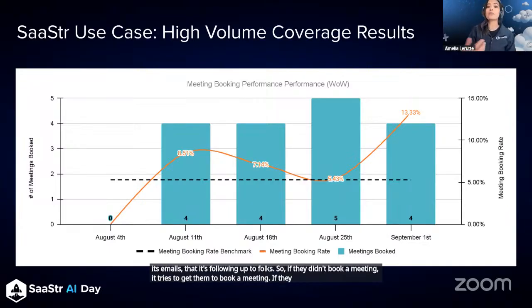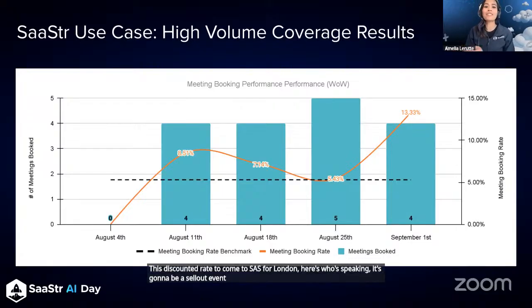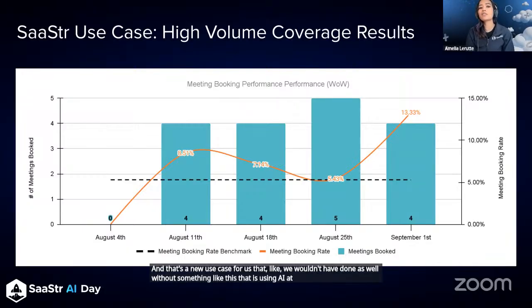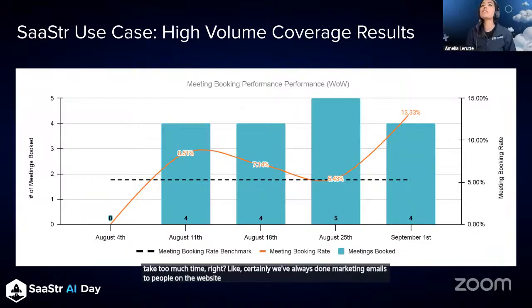If they didn't buy a ticket for SaaStr London, now it's emailing them: hey, I gave you this discount code. I've seen you on the site a lot. Are you sure you don't want this discounted rate to come to SaaStr London? Here's who's speaking. It's going to be a sell-out event. Can we get you there? That's also been a really nice, hyper-personalized follow-up, and a new use case for us that we wouldn't have done as well without something using AI at scale, because it would take too much time. Certainly we've always done marketing emails to people on the website, but not at the same level of personalization that we're able to achieve now, since it has all of that data.